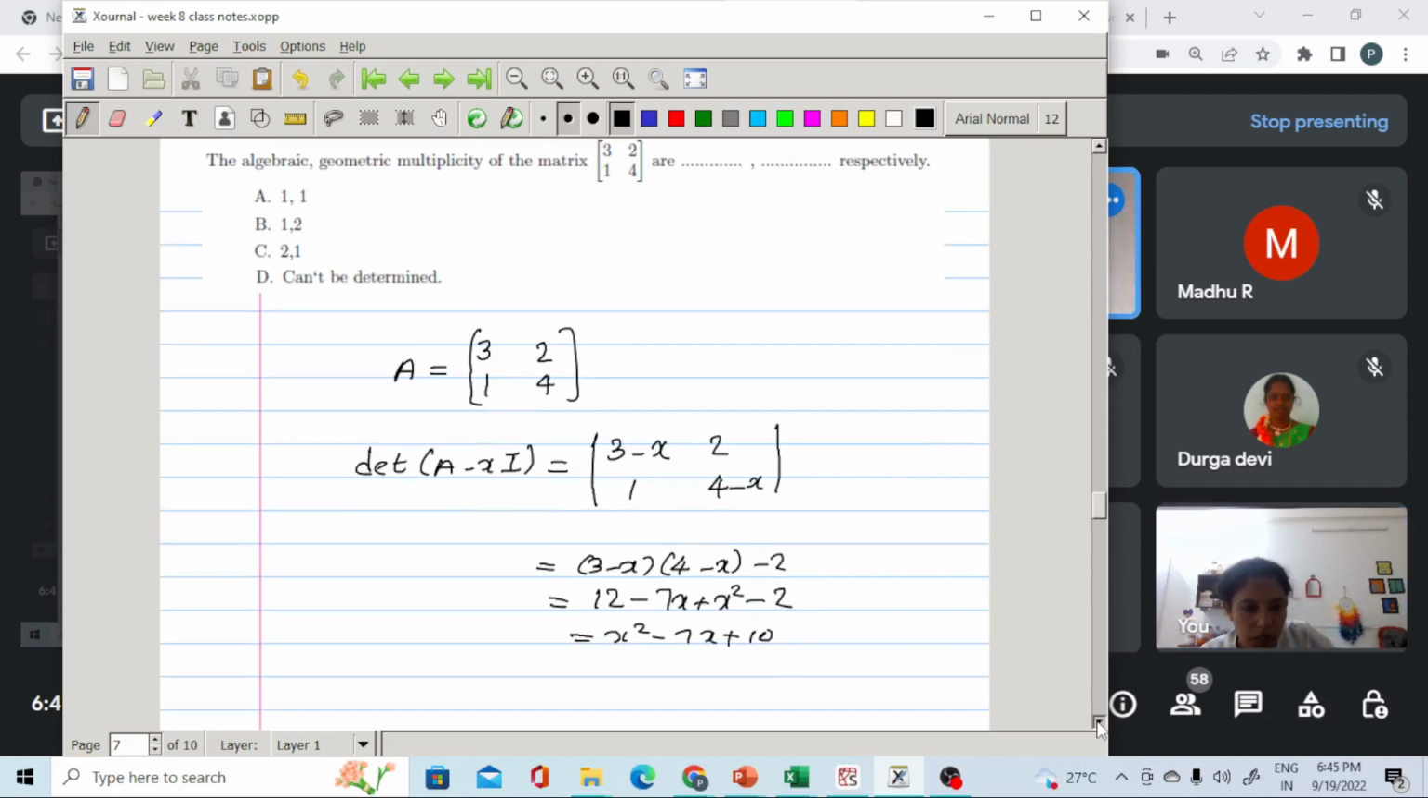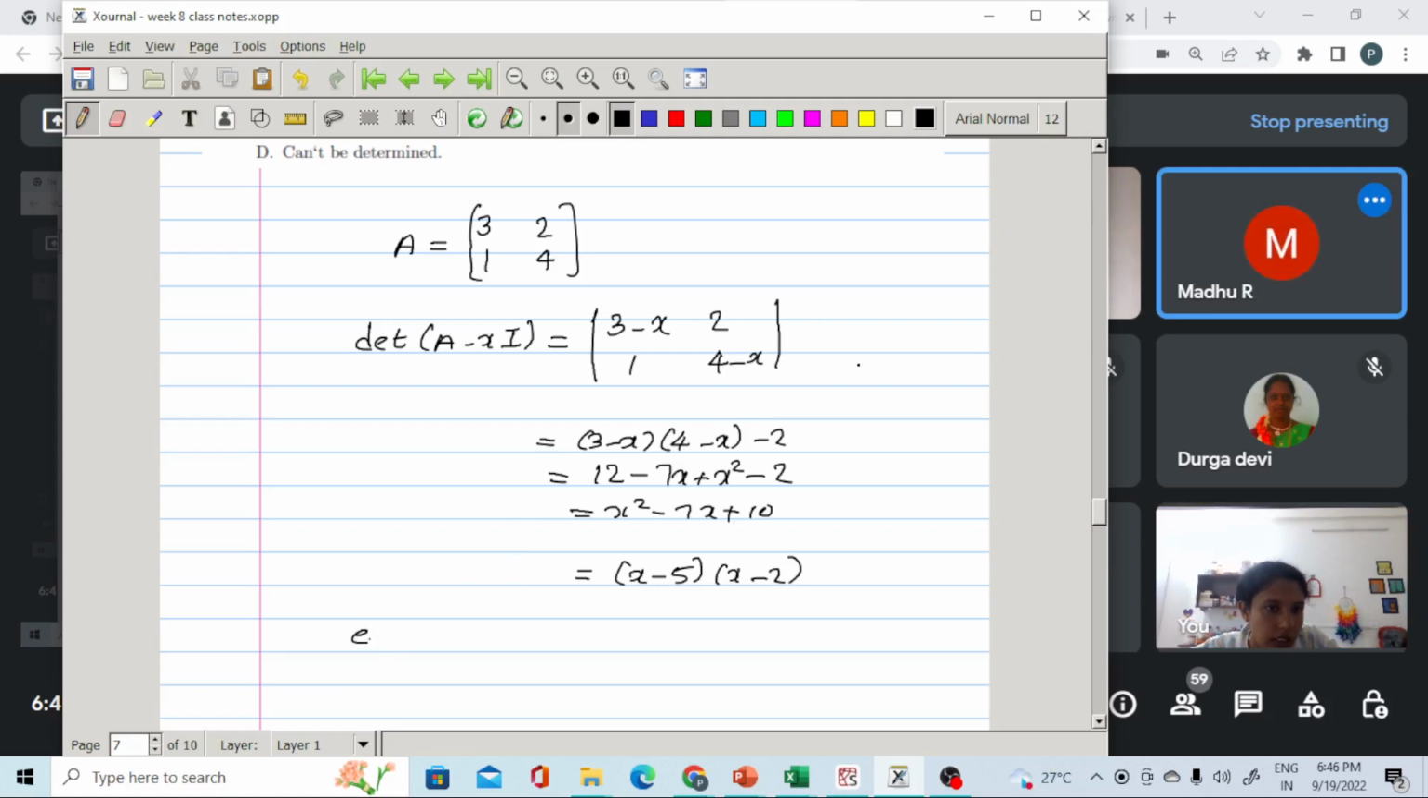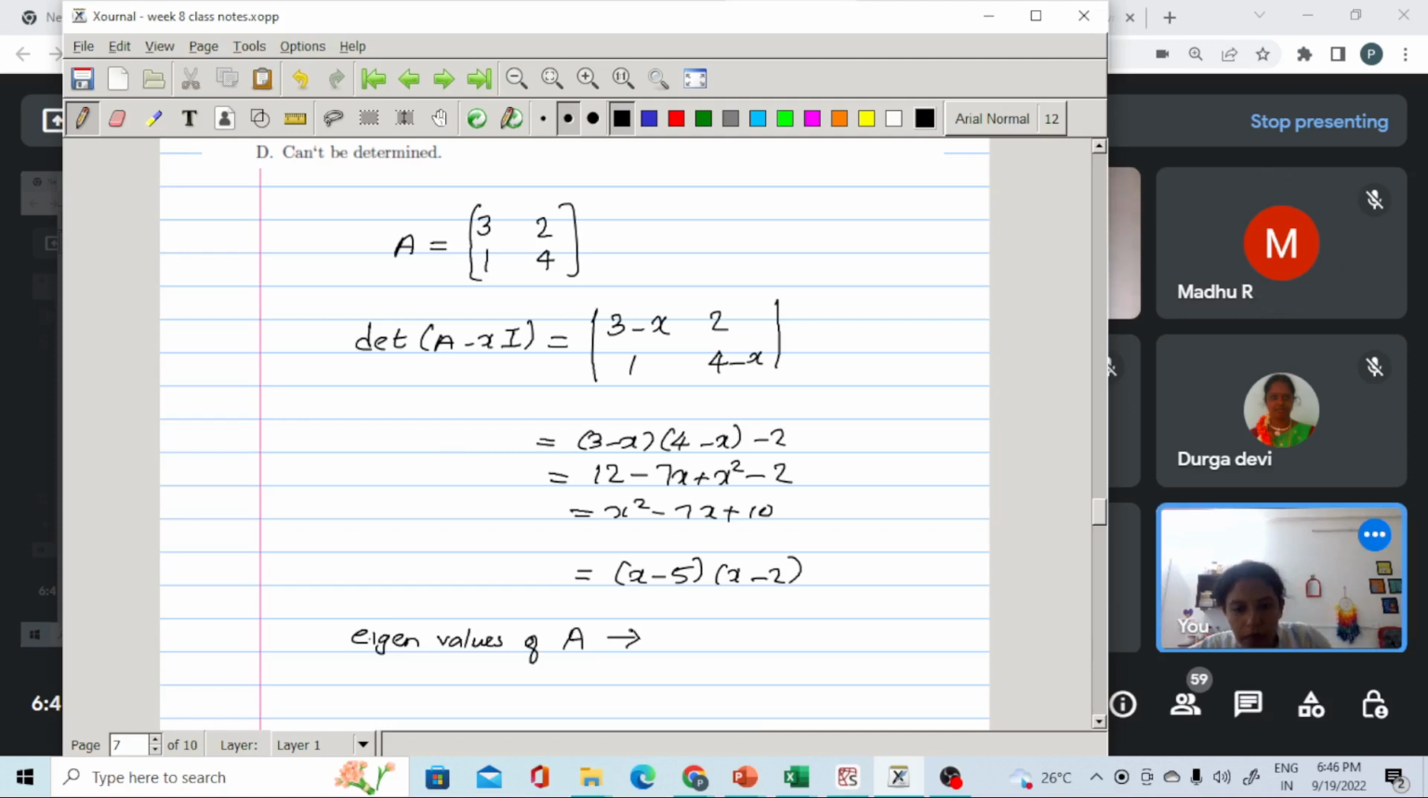Okay. So what are all the roots of this equation? We can write it as (x minus 5)(x minus 2), right? x square minus 7x plus 10. Okay. So what are all the eigenvalues here? 5 and 2.